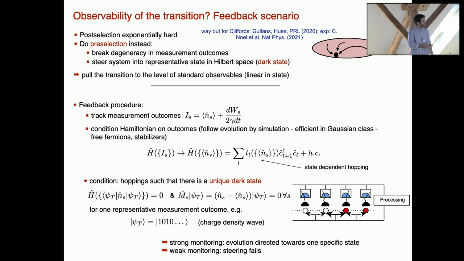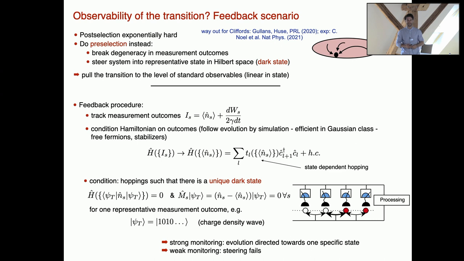Well, we choose it such that for the global generator of dynamics, including Hamiltonian and measurements, there is really a common dark state. A common state, such that when you evaluate the Hamiltonian on it or the measurement operators on it, it evaluates to zero. This state is then chosen as one possible representative measurement outcome, for example, for half-filled fermions, this charge density wave state. So at strong monitoring, and then what happens qualitatively when we subject the system to this modified dynamics, at strong monitoring the evolution will really be directed, the system will find this dark state, and at weak monitoring, the steering procedure simply fails.